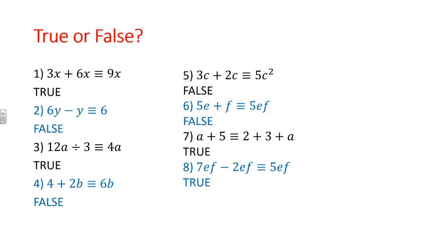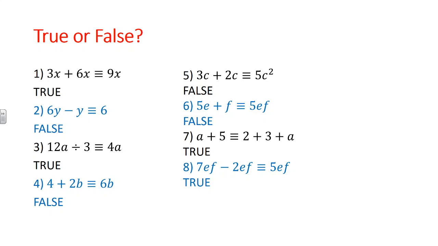Question 4, 4 plus 2b is not identical to 6b. That can't be simplified to 6b. That would have to be 4b plus 2b would be identical to 6b. So question 4 is false. Question 5, 3c plus 2c is not identical to 5c squared. It would just be identical to 5c. We could only get a c squared when we times a c by a c. So 5 is false. 6, if we'd got 5e plus f, we wouldn't get 5ef. We would only get 5ef if we have multiplied 5e by f. So 6 is false. 5e plus f can't be simplified any further.